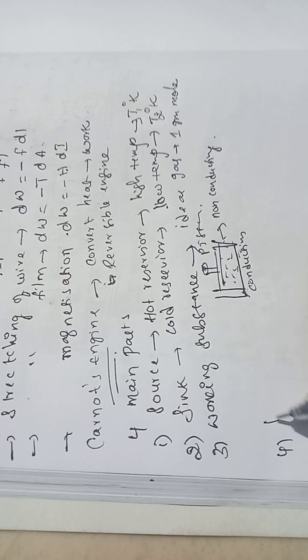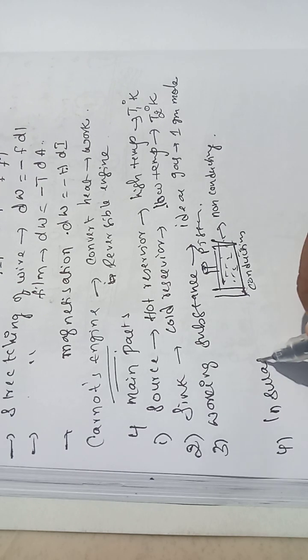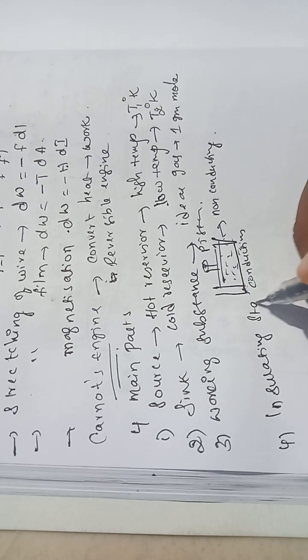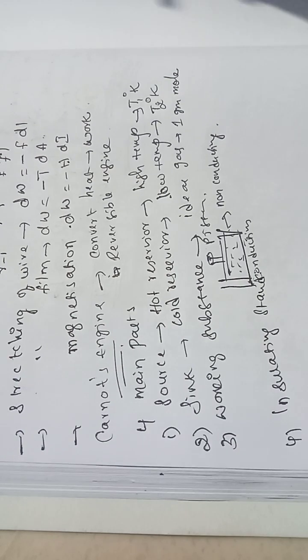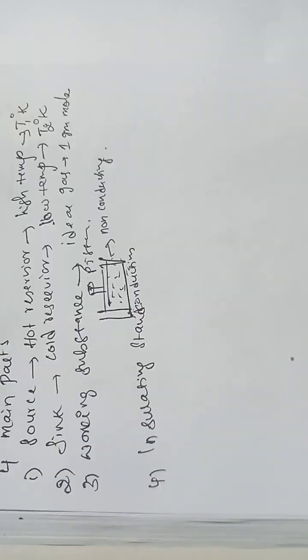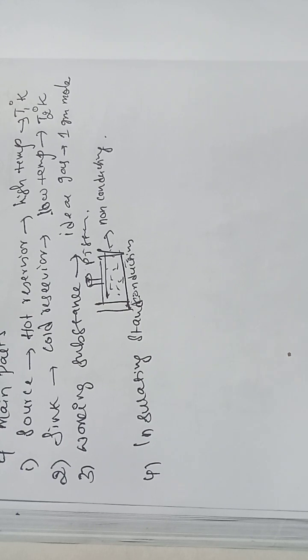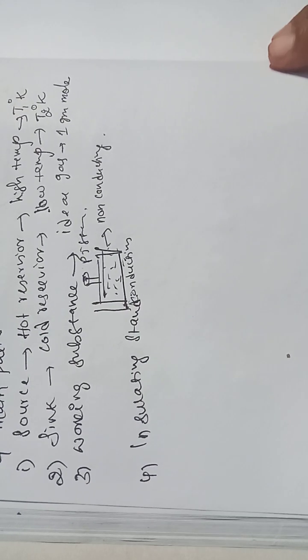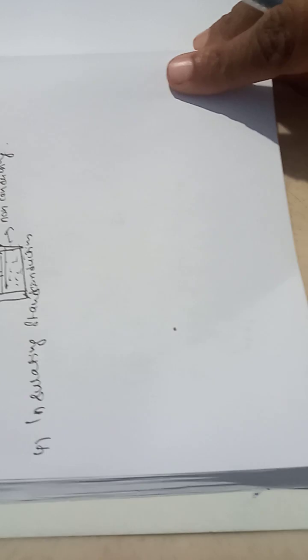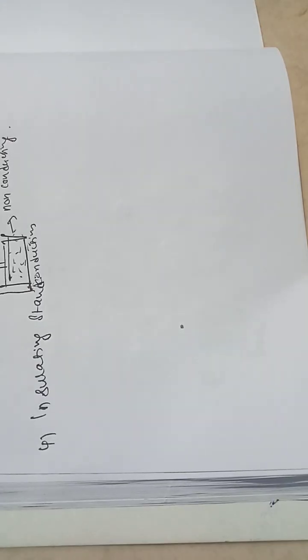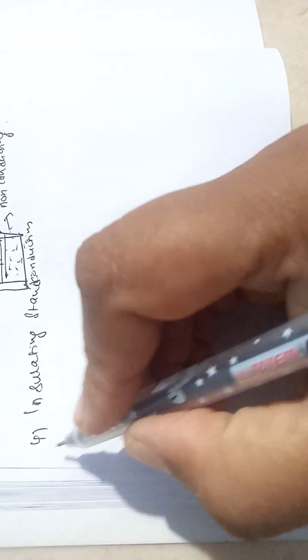Now the fourth part is the insulating stand. The word itself says it: to isolate the system, or working substance, from the surroundings, we will use the insulating stand. Now next, Carnot cycle.